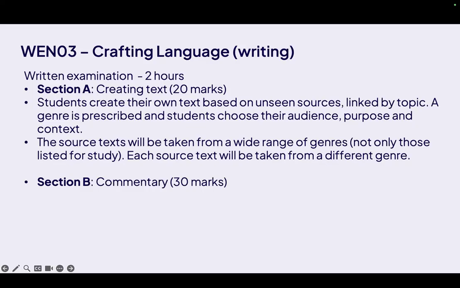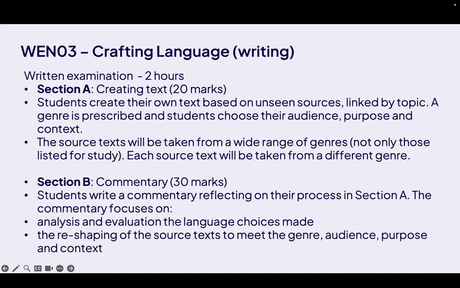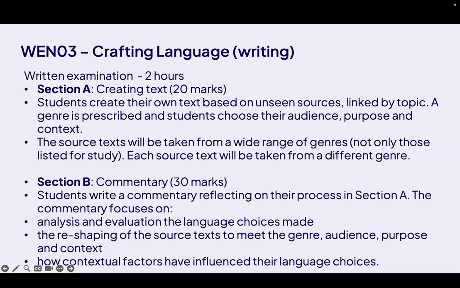Section B then is their commentary, and this is 30 marks. And here AOs 1, 2, 3, and 4 are assessed. And students write a commentary reflecting on their process in section A. And the commentary thereby focuses on analysis, evaluation, and the language choices made, the reshaping of the source texts to meet the genre, audience, purpose, and context. And squashed in at the bottom there, how contextual factors have influenced their language choices.